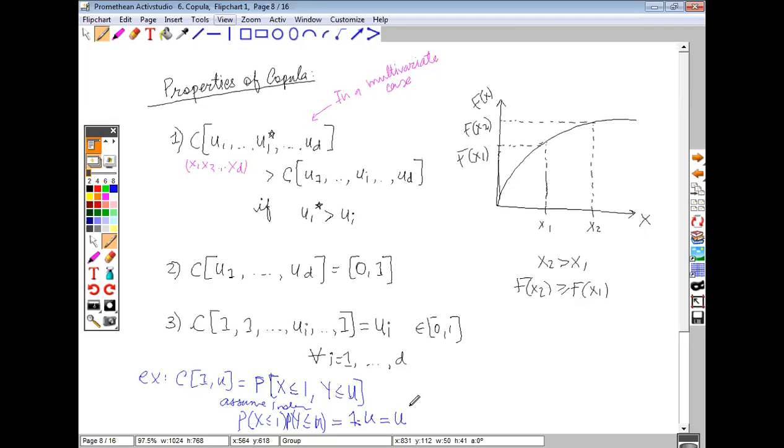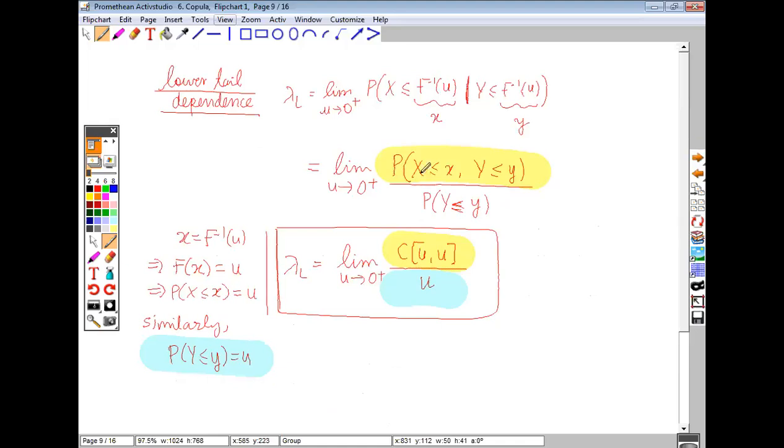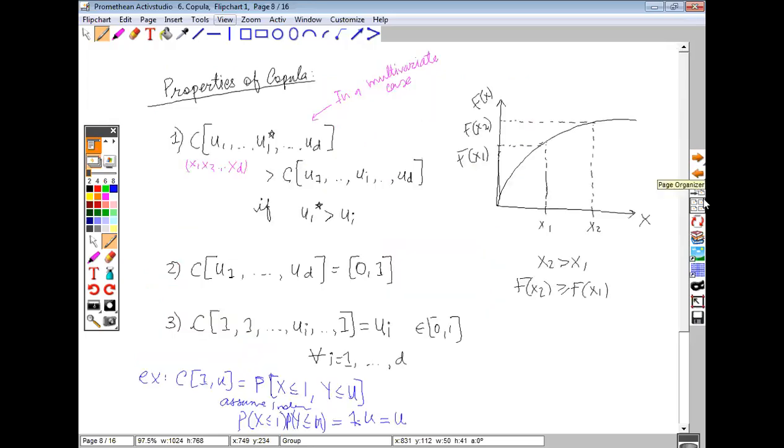But whenever I'm writing C of 1 comma u, I think the copula should always be equal to this: X less than or equal to x and Y less than or equal to y. Yeah, got it, ma'am. Thank you. Got it? Okay, yeah, I guess that was clear, and thank you very much for pointing that out, Isha.